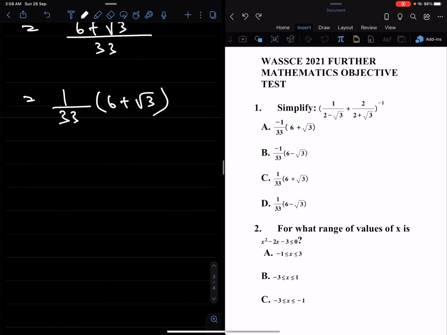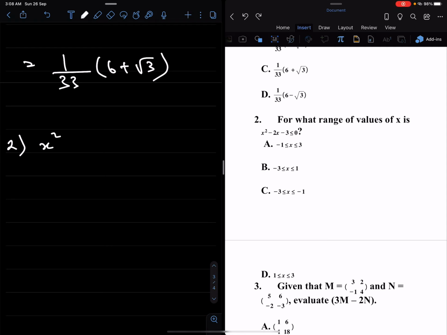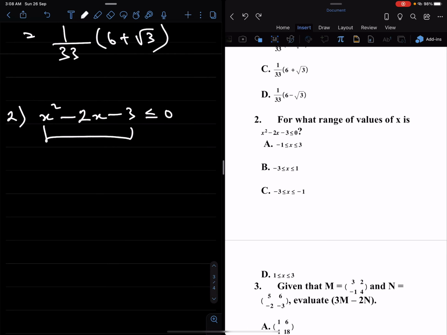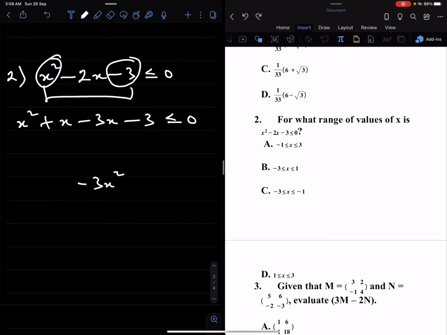Now straight to the next, which is number 2. For what range of values of x is x squared minus 2x minus 3 less than or equal to 0? The first thing we do is to factorize the left hand side, and that's x squared plus x minus 3x minus 3 less than or equal to 0. How do we do that? Just multiply minus 3 by x squared. That's minus 3x squared. And you think of two factors such that when you add, you get minus 2x, and when you multiply, you get minus 3x squared. And those factors are plus x and minus 3x.